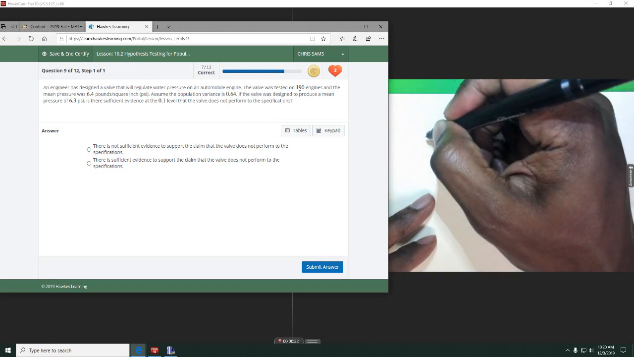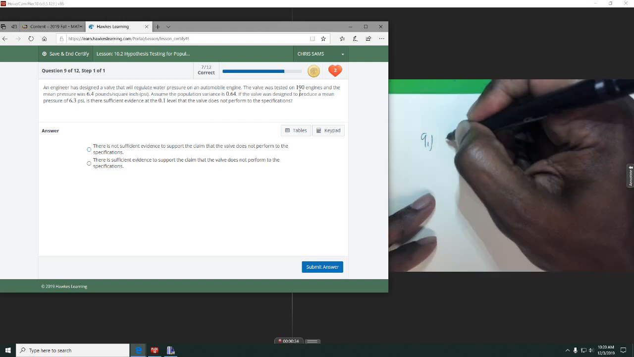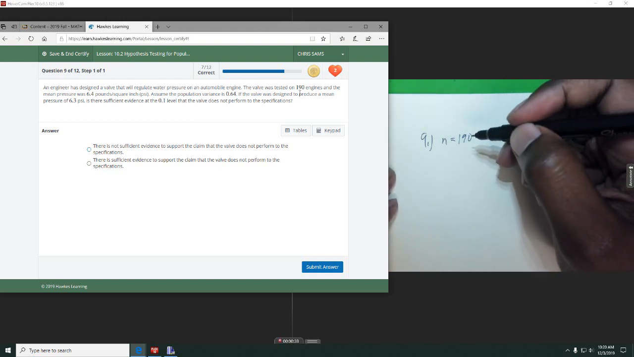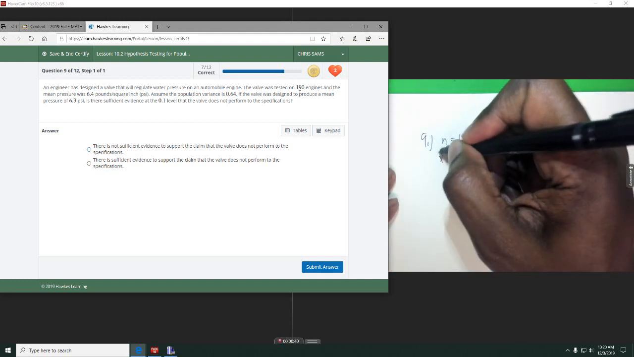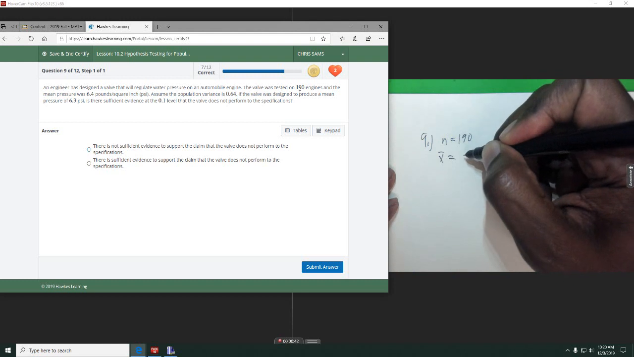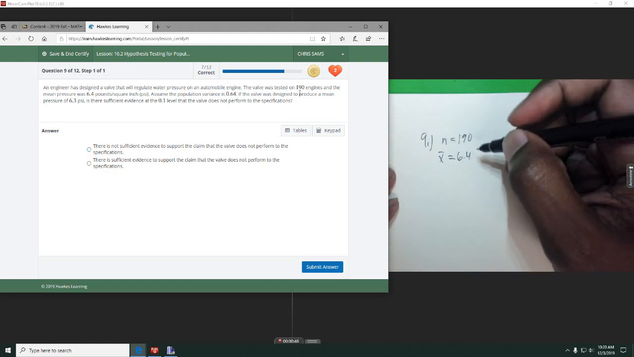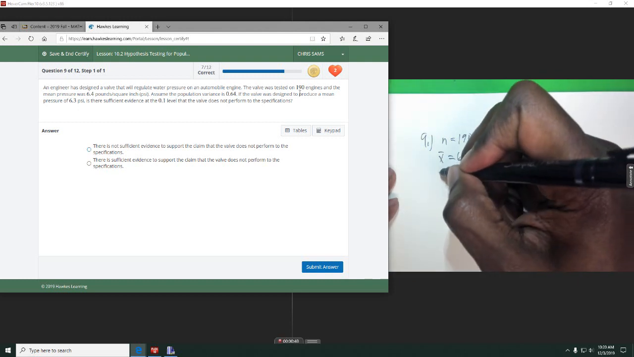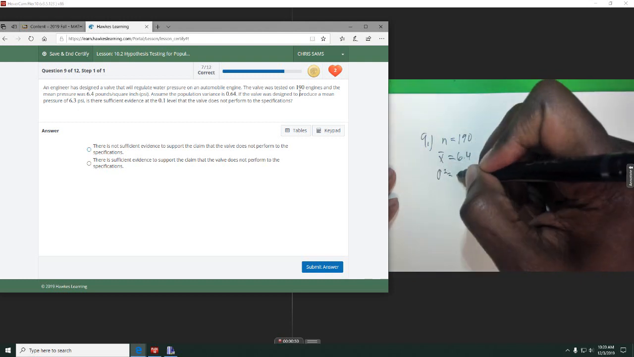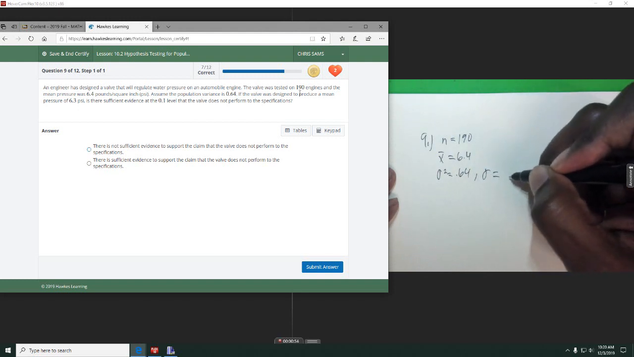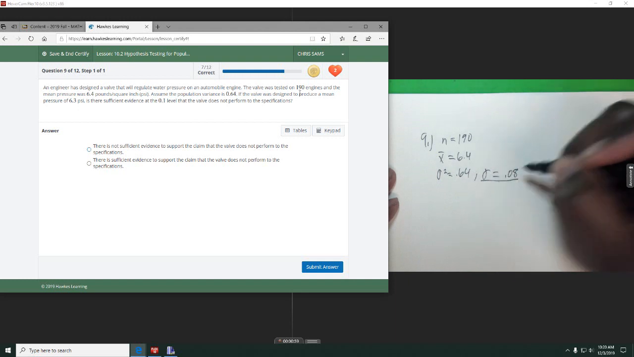Okay, so this is number 9. We have a sample size of 190. The mean pressure, so the sample mean from this sample, was 6.4. Population variance is 0.64, so sigma squared is equal to 0.64. That means that sigma is equal to 0.08. Okay. So this is the value we actually want.